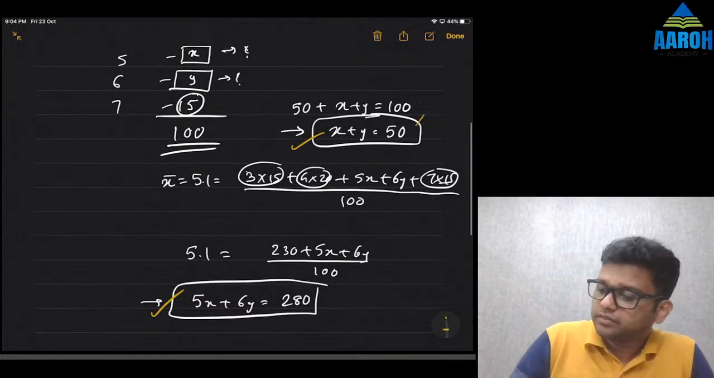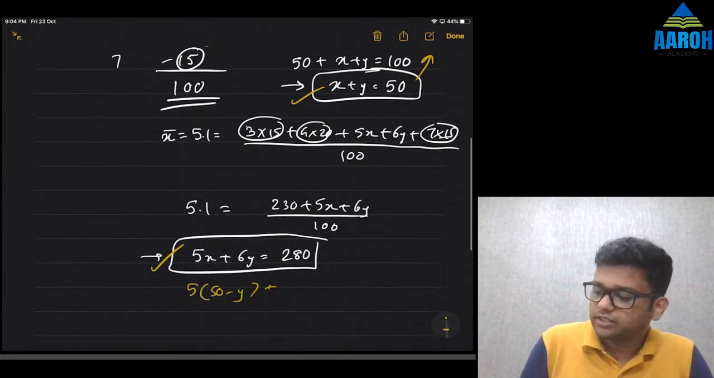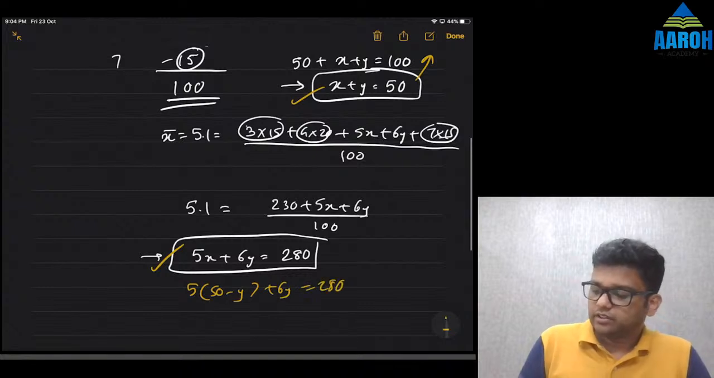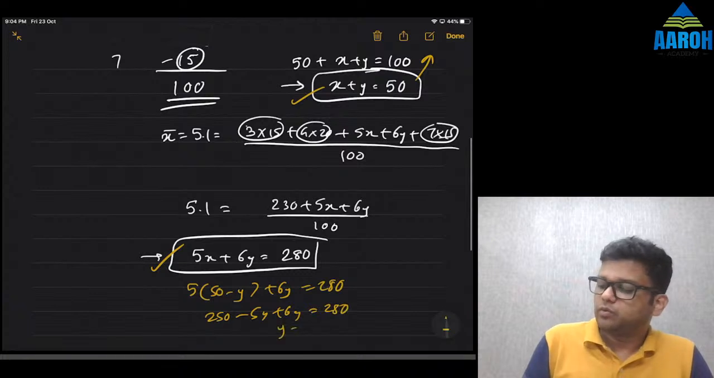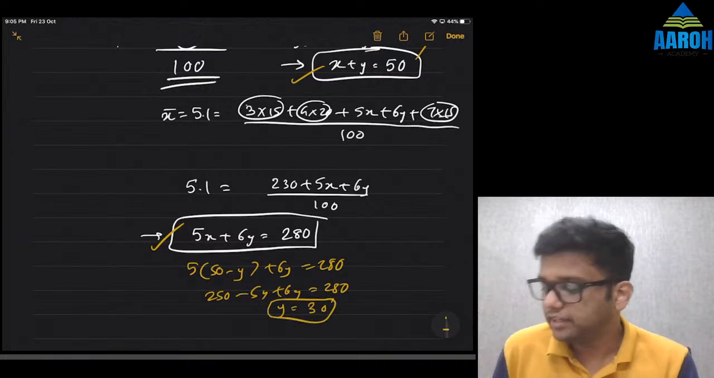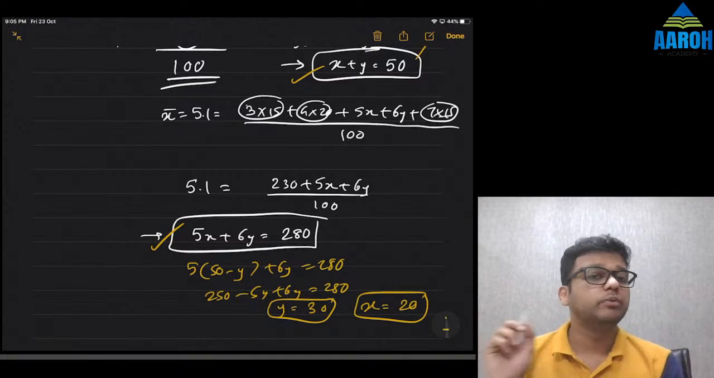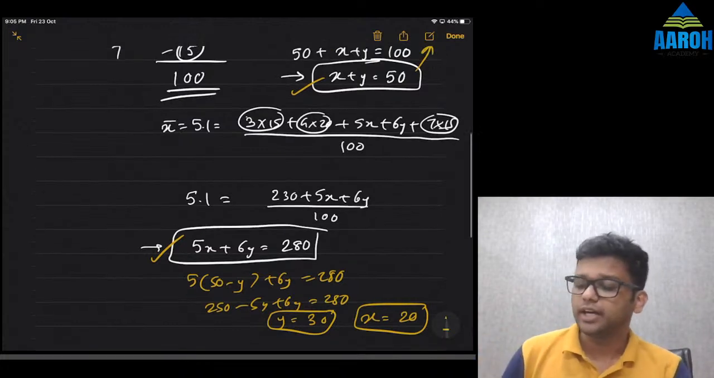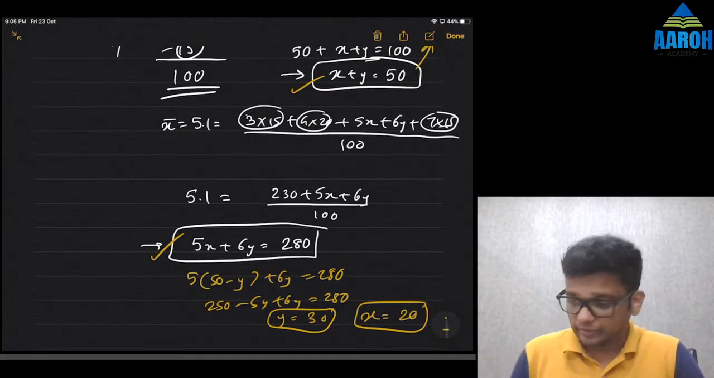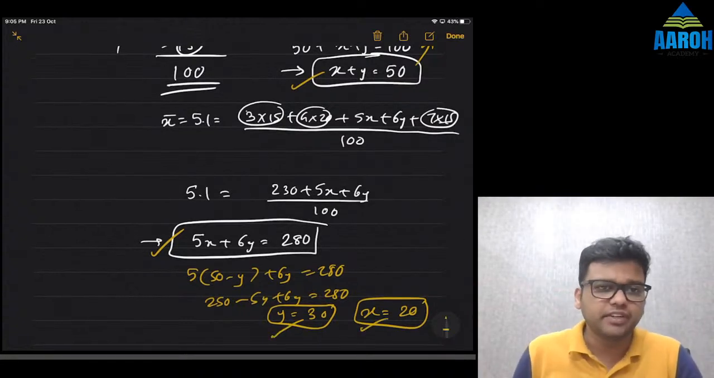We know x plus y is 50, so x is equal to 50 minus y. Let's put it here: 5 into 50 minus y plus 6y is equal to 280. So 250 minus 5y plus 6y is equal to 280. So y is equal to 280 minus 250, which is 30, and x is equal to 20. You should be this fast by practice in calculation, so that you'll be able to complete the entire paper. Y will be 30 and x will be 20 because x plus y is 50.